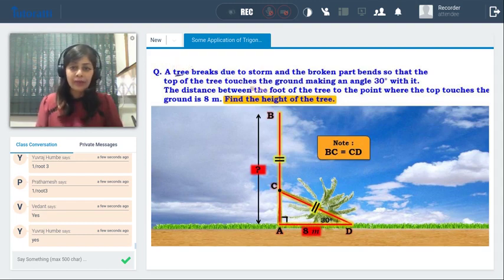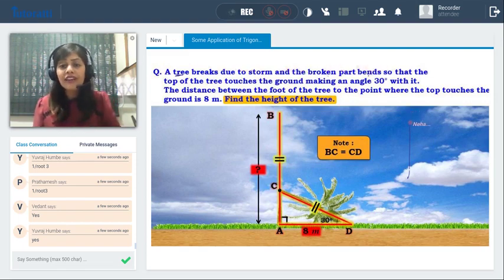First of all, we have a tree. A tree is a structure. A tree has to be perpendicular to the ground. So I have a perpendicular drawn. Next, students, pay attention. A tree breaks due to storm and the broken part bends. So first thing, we need to fix a point. So let me name this tree as AB.